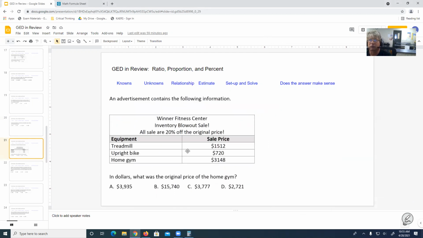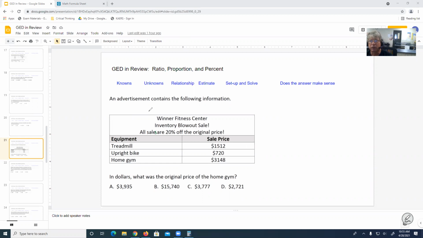So the next one, we have some information organized in a table. So an advertisement contains the following information. So the title is Winter Fitness Center Inventory Blowout Sale. All sales are 20% off the original price. So all sales, this probably should be an S there. All sales are 20% off the original price.